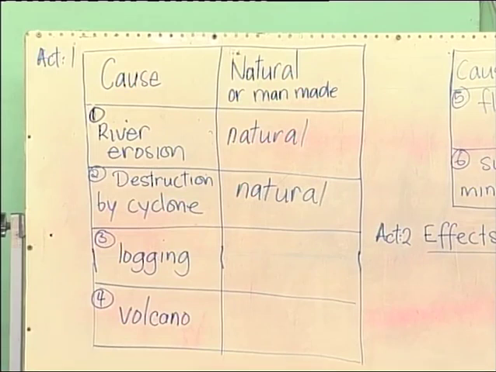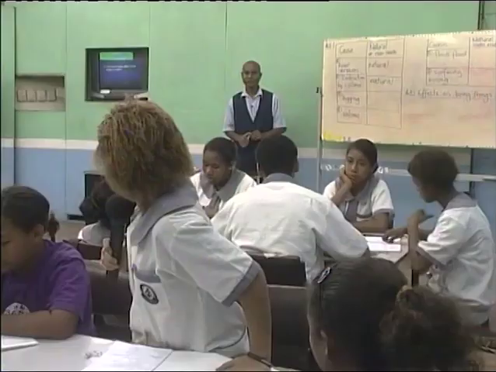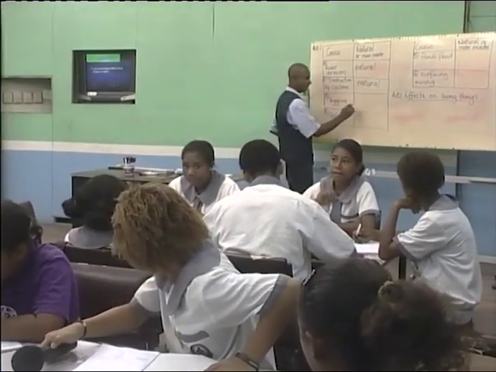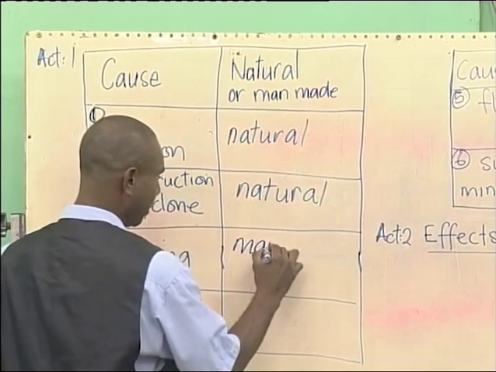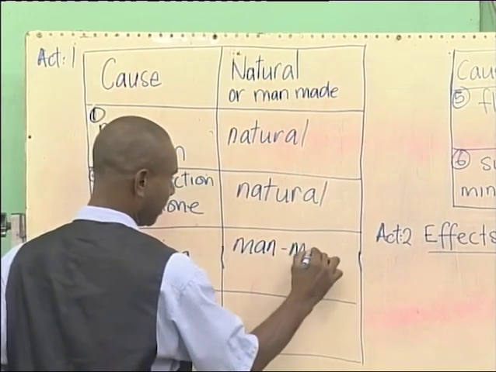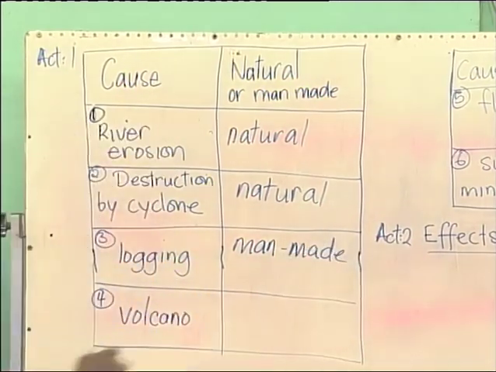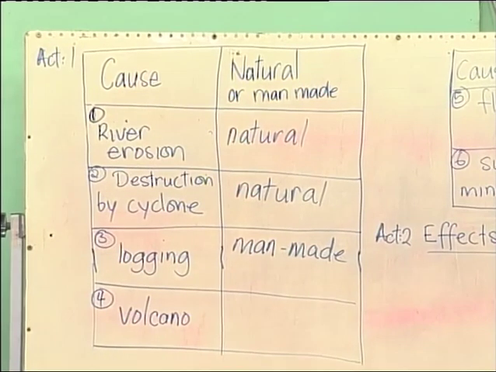Michael and Vanessa, please. Third one, logging. Is it man-made or natural? Man-made. Very good. It is man-made. We all know it is man-made. So if we have logging in our areas, we see most of the trees cut down.